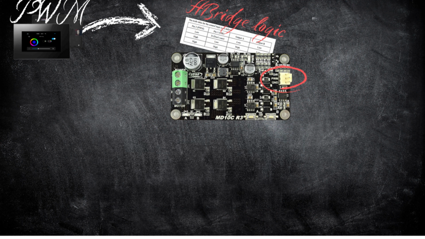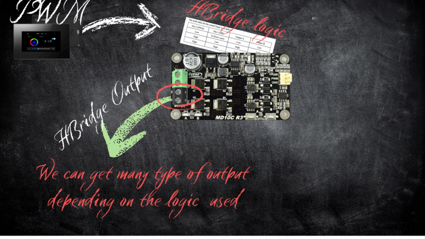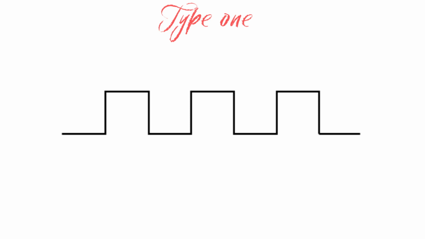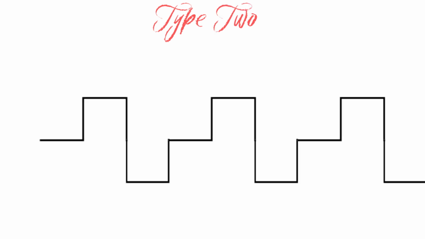The H bridge that we use, with the logic, what comes out of it, we can get many different types of output. That's really what we're going to talk about. Type 1: if we send a signal to the logic of the H bridge, you've got off, and then obviously on, and it just carries on like this. So far it's not too complicated. Now there's a type 2 that we can get, and basically, it looks funky, but we can do this with the H bridge.